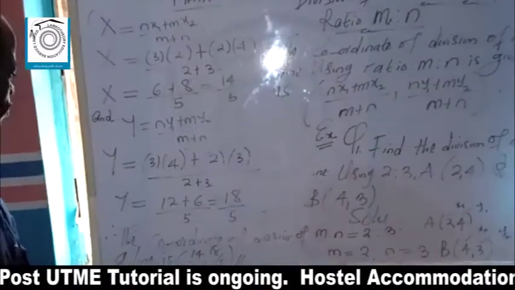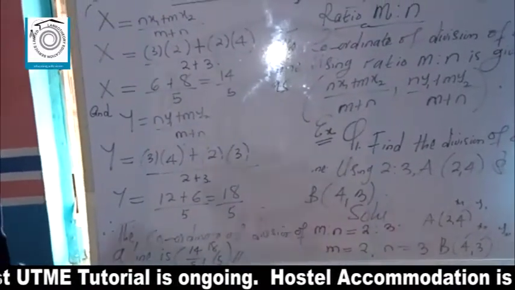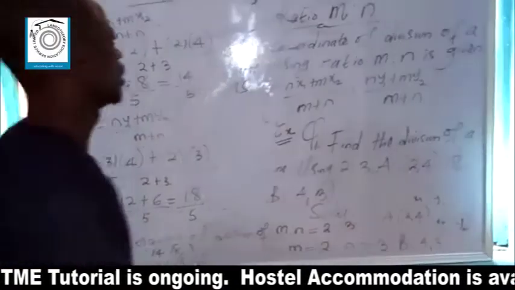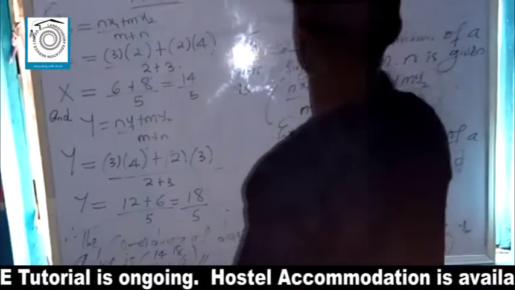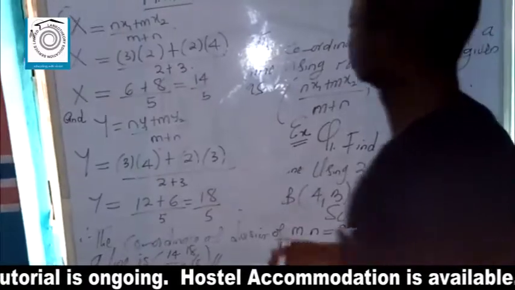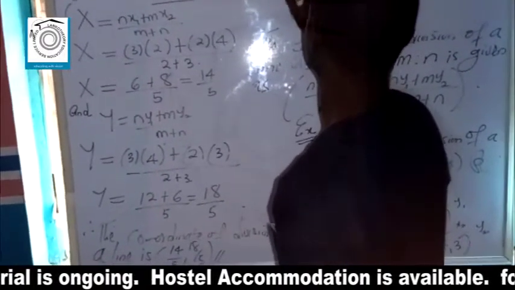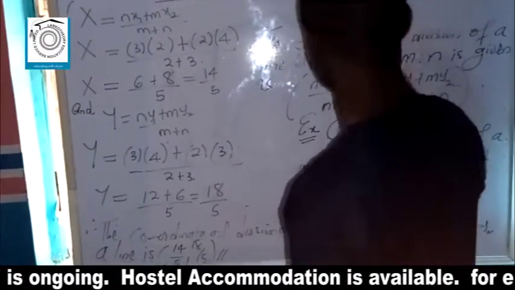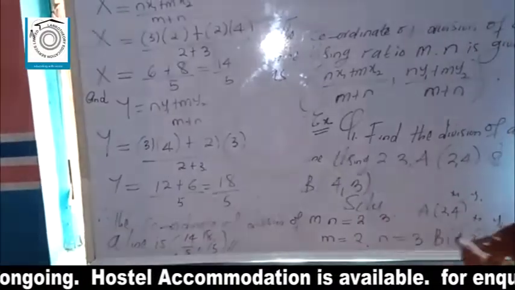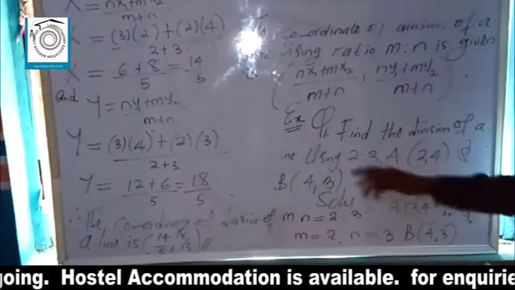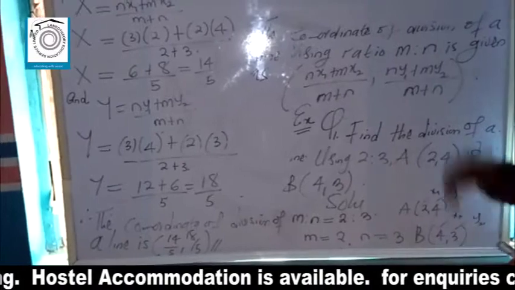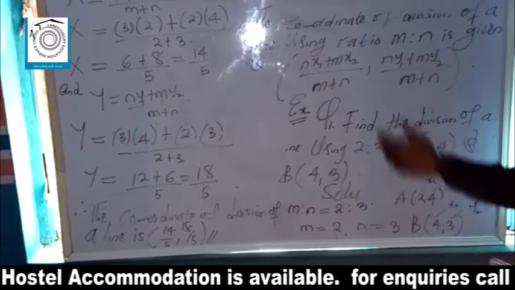So we are going to another topic, which is midpoints of a line. How do you determine the midpoint of a line? We have two points and we want to determine the midpoint. The midpoint of a line corresponds to the division of a line. If you say midpoint, it is like you want to divide the line in the same ratio. Suppose your m and n are the same, that is what they call the midpoint of a line.